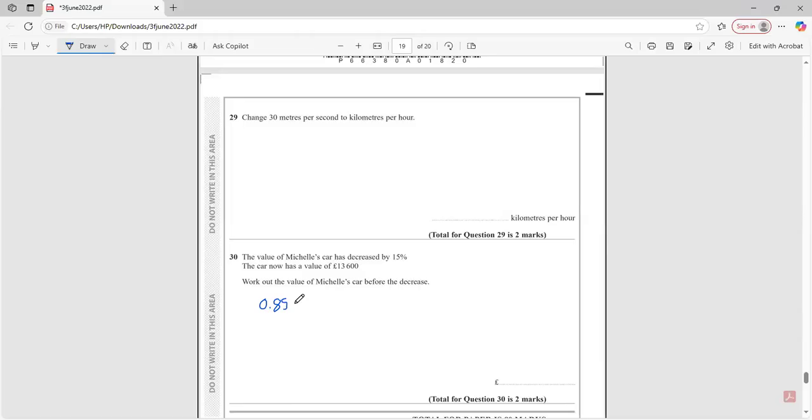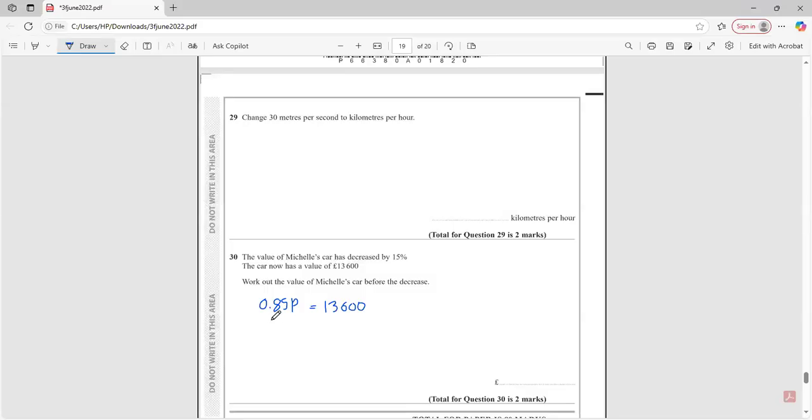Okay, so remember, we're supposed to work out the original price before the decrease. So let's use a letter to represent that. So that's the original price, P. Okay, so 0.85 times P, we're told should be equal to what the question gave us, which is 13,600. Okay. All right. So did you get that? Did you get it up to that point? Yes. Okay, good.